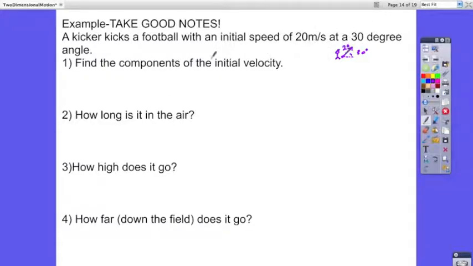So the first thing that we need to do is find the components of the initial velocity. You have your equations for the components. Remember that the x component is the velocity times the cosine of the angle, and the y component is the velocity times the sine of the angle. Let me get my calculator out.